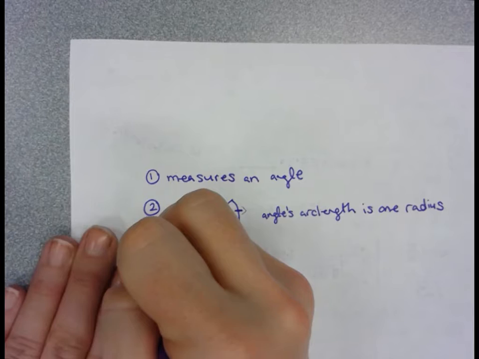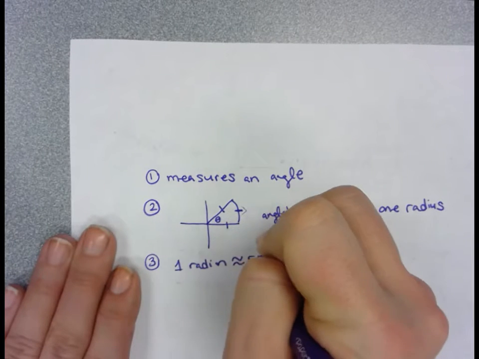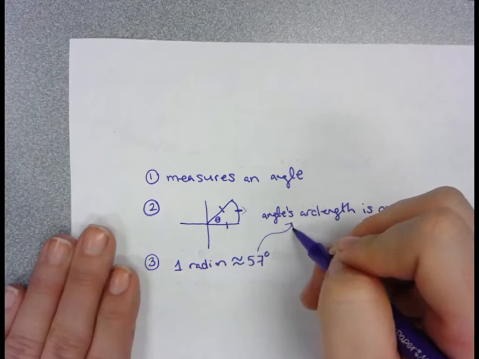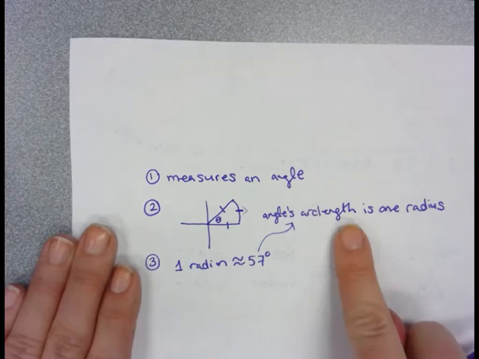I did love that a bunch of you said 1 radian is about 57 degrees. That's fine, but that's because of this. This must be stated. This is what it does, and this is why. Okay, moving on.